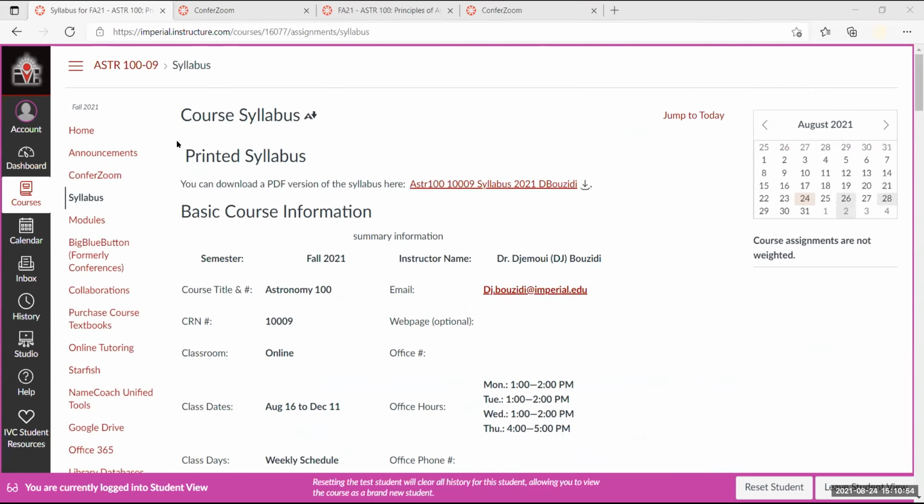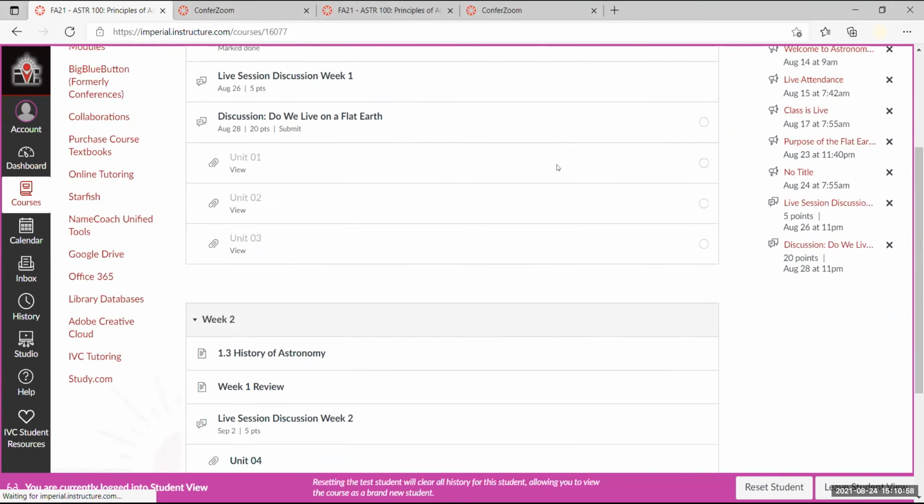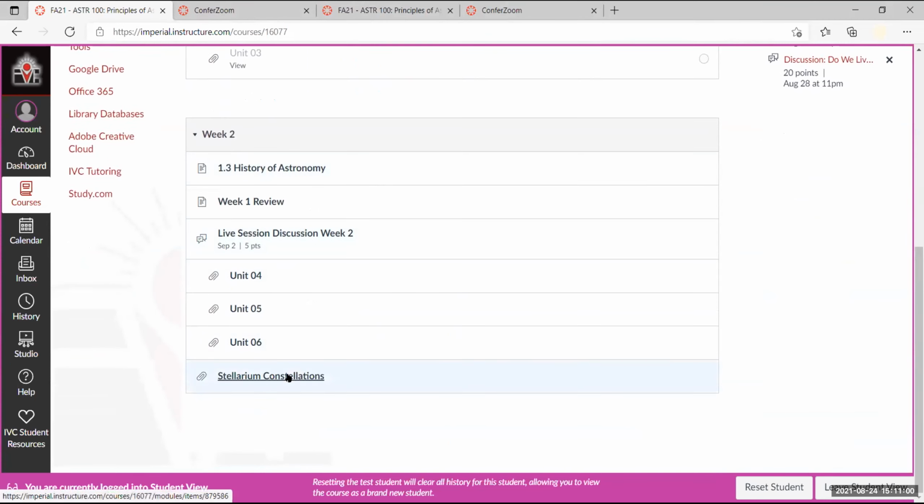If I go back into the modules again, this week's module, we have this activity. This is a freebie. You're not going to be graded on this one. So you can mess it up as much as you like, okay? I mean, if things don't work out, you can always restart the program.